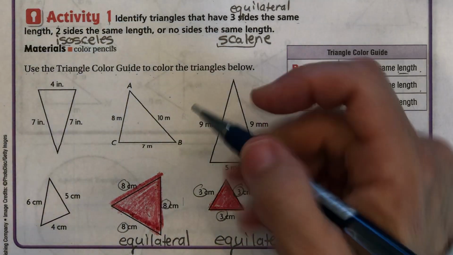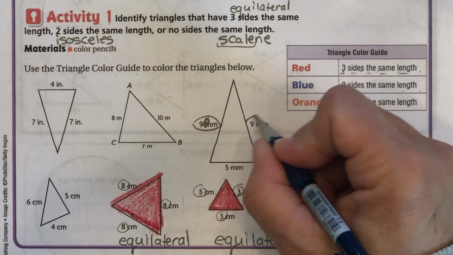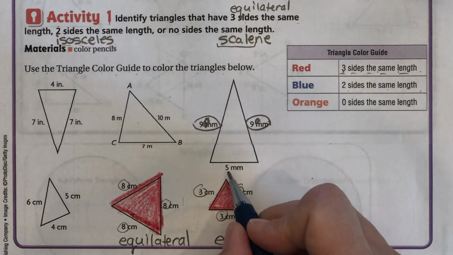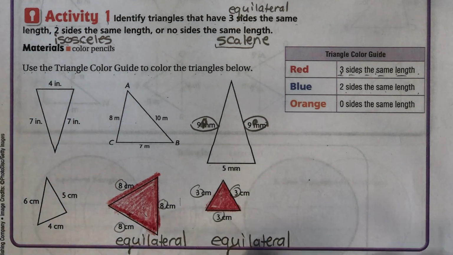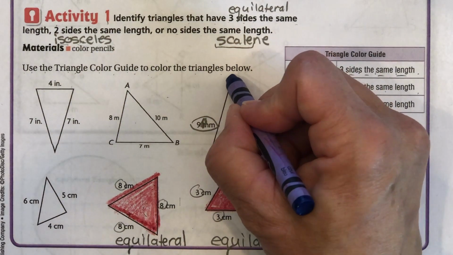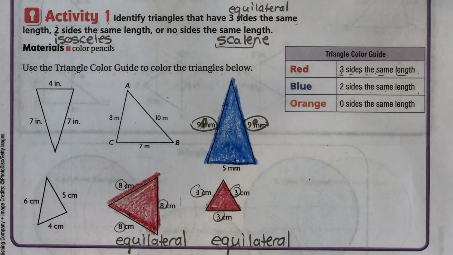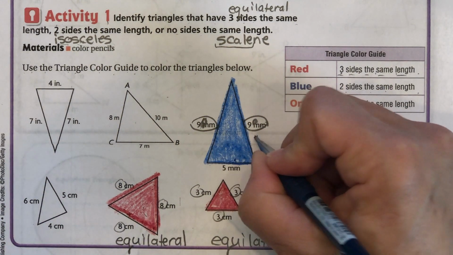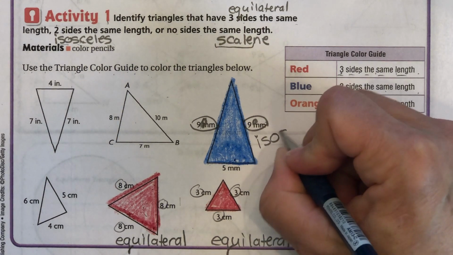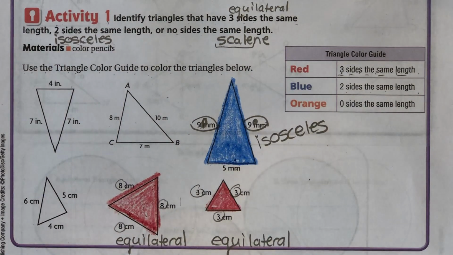I can see here 9 millimeters, 9 millimeters, and 5 millimeters. This has 2 sides the same length. I'm going to color it blue. And I saw Celeste with my 2 eyes. I love to draw eyeballs on the 2 sides that are the same length to remind me I saw Celeste with my 2 eyes. It's just a silly way to remember.